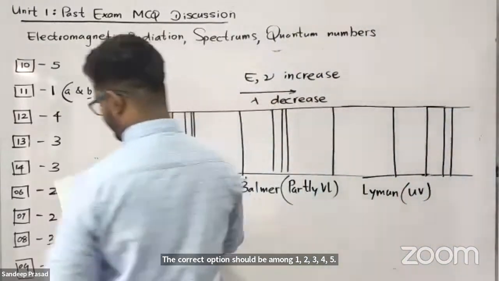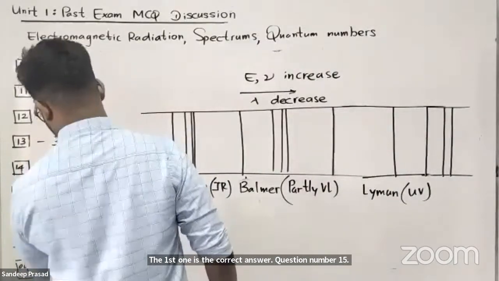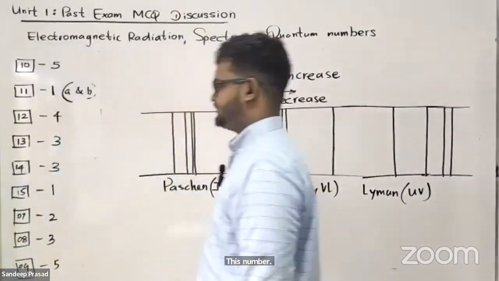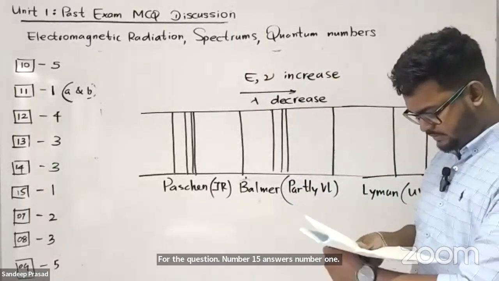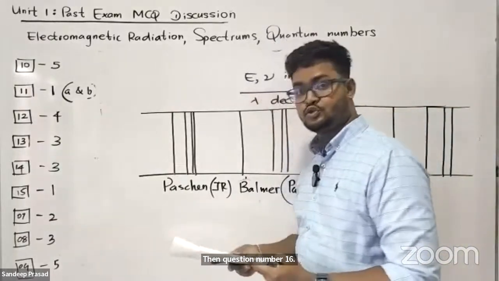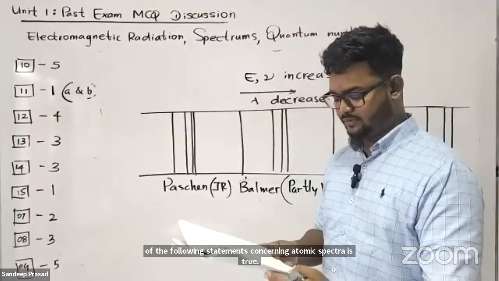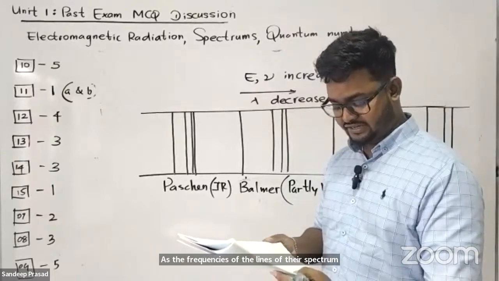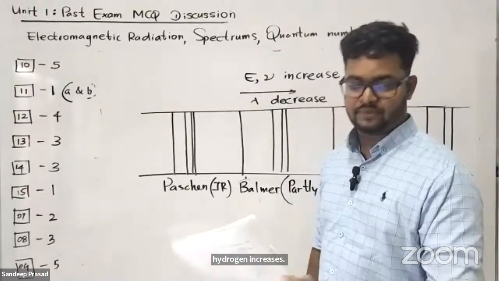Question number 15, answer is number 1. Okay. Then question number 16. Which of the following statements concerning atomic spectra is true? As the frequencies of the lines of the spectrum of hydrogen increase, the lines rapidly come close together.